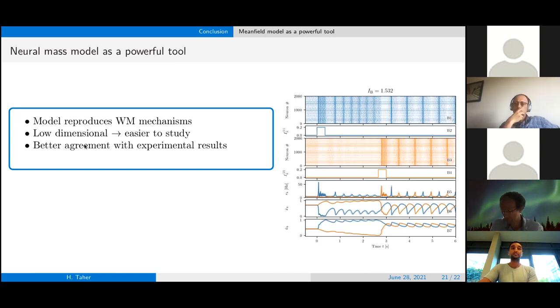A very important aspect is the better agreement with experimental results, because we have seen that this beta band activity is absent using Wilson-Cowan type models. But here, since the Montbrió-Pazó-Roxin model captures spike synchrony, we are able to reproduce those. And finally, all these advantages are based on the fact that this limit is exact.